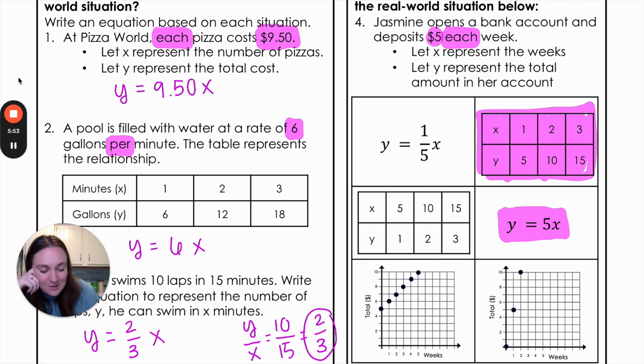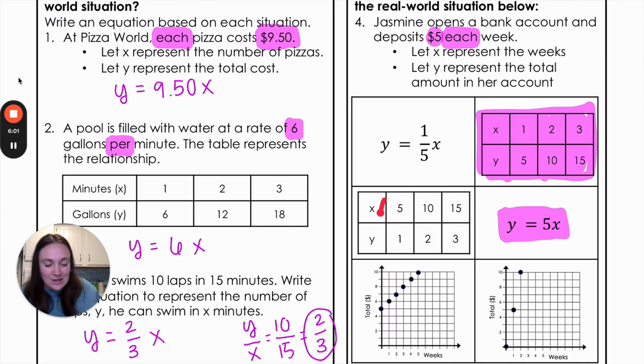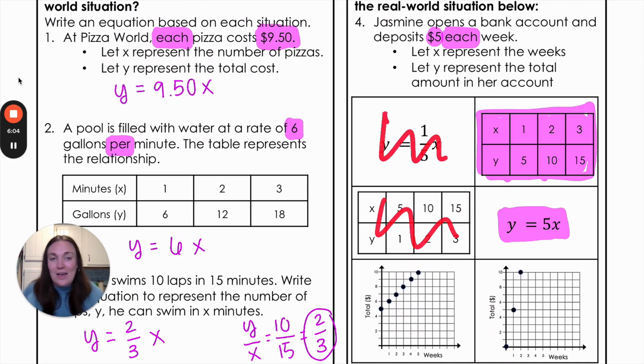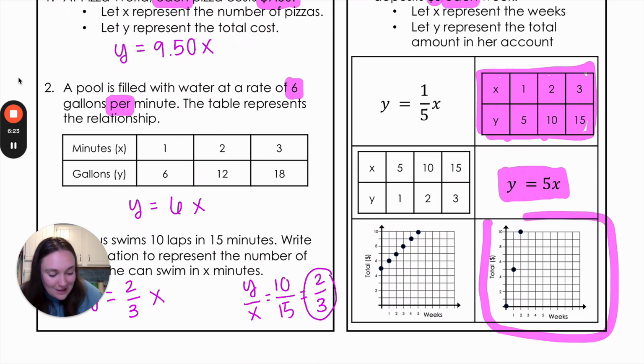So this table is saying in 5 weeks, she would only have $1. In 10 weeks, she would have $2, and then in 15 weeks, she would have $3. So that doesn't make sense in our situation. So that is out. We also know that that equation is out, because we found our equation. So our last thing is to figure out which graph matches up. So one trick that you guys can know is because all of our situations are proportional, which means they always have to go through 0, 0. So right away, looking at this graph, the only one that goes through 0, 0 is going to be this one. So I know that this is my answer.